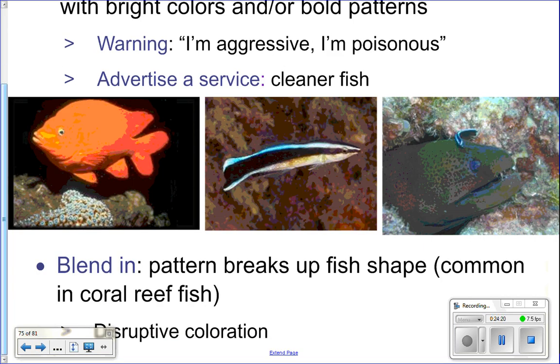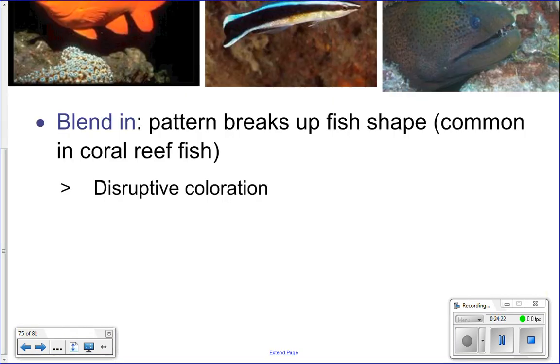So they can also use those bright colors and bold patterns to blend in. It basically breaks up the fish's shape so that the fish is harder to see. If they do this, it's called disruptive coloration because it disrupts the outline of the fish. Okay.